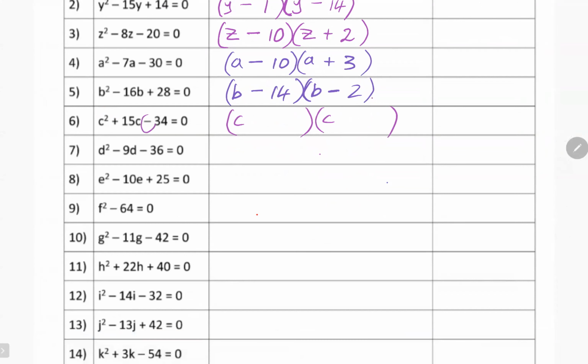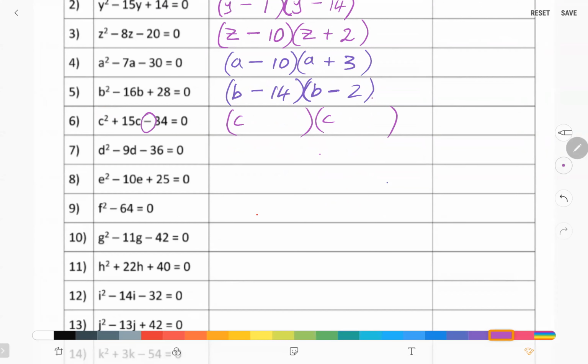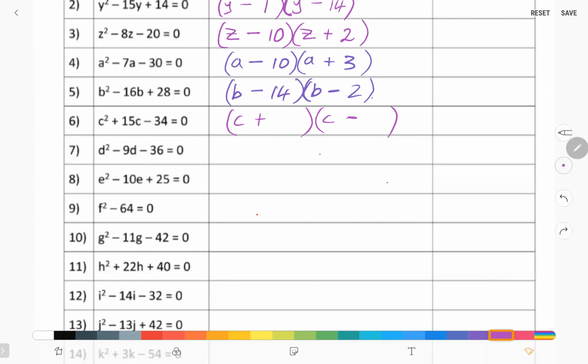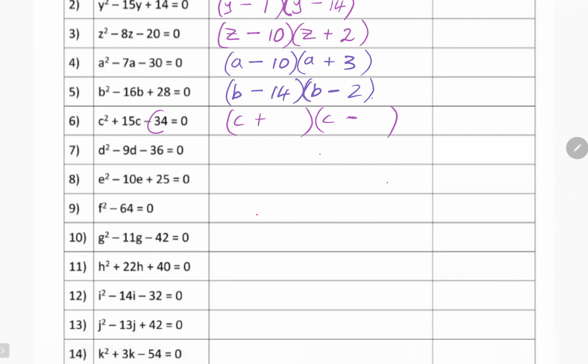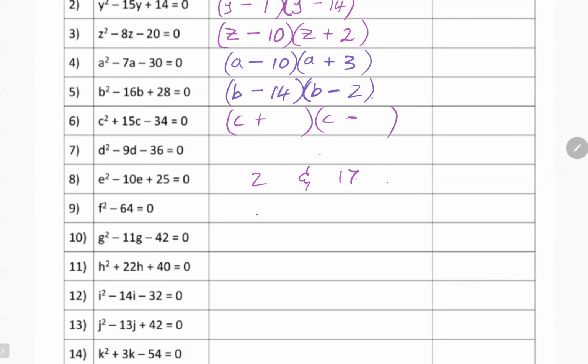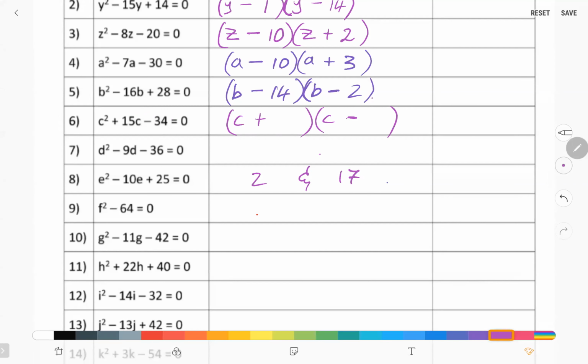The minus over here tells me that the two signs in the bracket are different. Give the larger one the positive. So I'm going to put a plus and a minus, and I'm going to put the larger value in front of the plus. Then the minus also tells me that I want the difference between the factors of 34 to be 15. I want two factors of 34 where the difference is 15. That's 2 and 17.